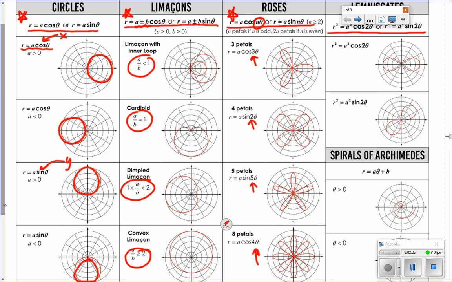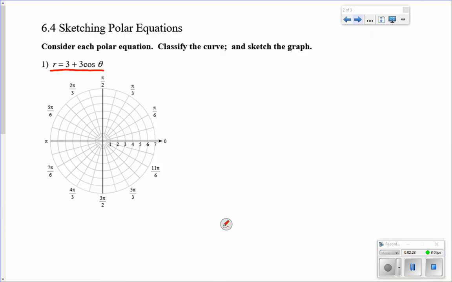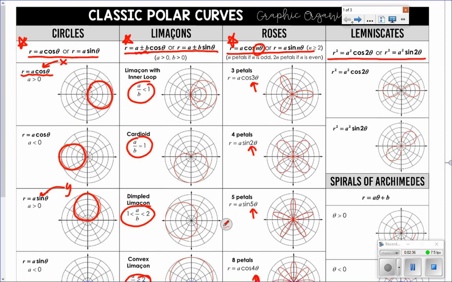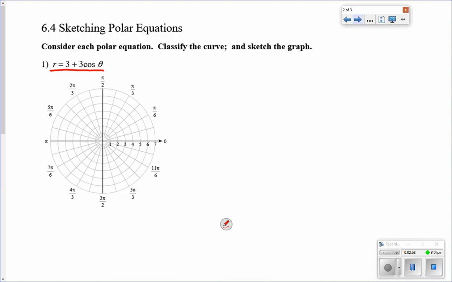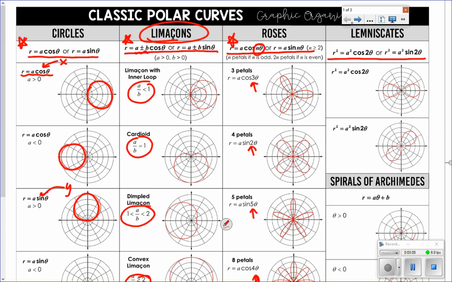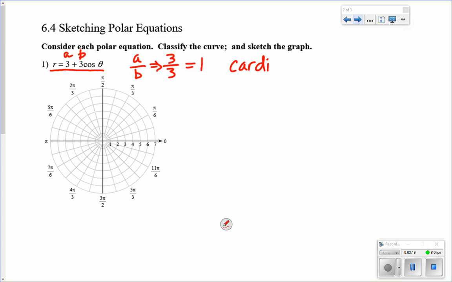So let's go ahead and take a look at our first curve. This one is in the form r equals 3 plus 3 cosine theta. If I look back at the classic polar curves, that looks most like a limacon, which gives us an A plus or minus B cosine theta. My A is 3 and my B is 3. If I set it up as A over B, I would have 3 over 3, or 1. If I look back again at my classic polar curves, then I know that I am going to be graphing, in this case, a cardioid. So I will classify that as a cardioid.